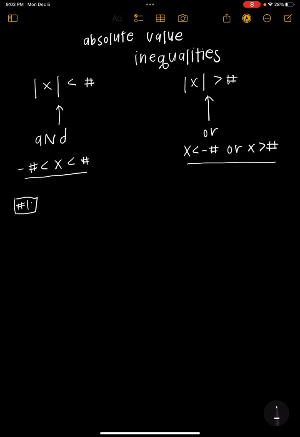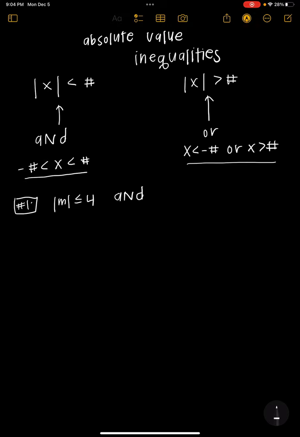The first example says the absolute value of m is less than or equal to 4. So the first thing I'm going to do is decide if it's an and or an or inequality. Because it's less than or equal to, that less than tells me it's an and inequality. So we're going to follow the left side of my screen. And this combines the absolute value rules with the inequality rules.